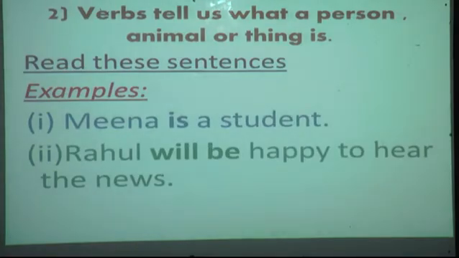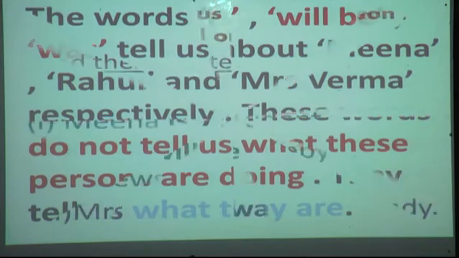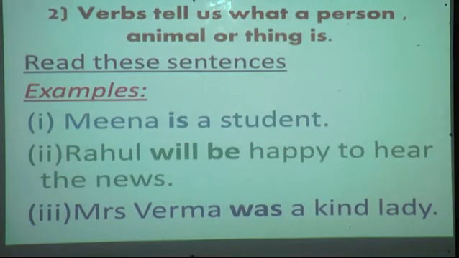Meena is a student. Second, Rahul will be happy to hear the news. And third is, Mrs. Verma was a kind lady. Again we will repeat. We are seeing what a person, animal or thing is. Again we will read the first sentence. Meena is a student. Who is Meena? Second, Rahul will be happy to hear the news. And third, Mrs. Verma was a kind lady.